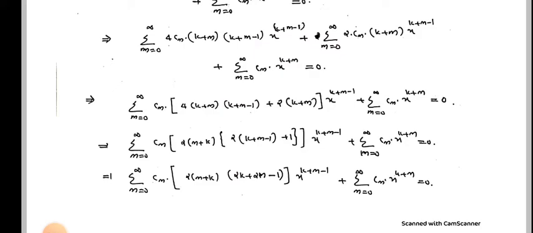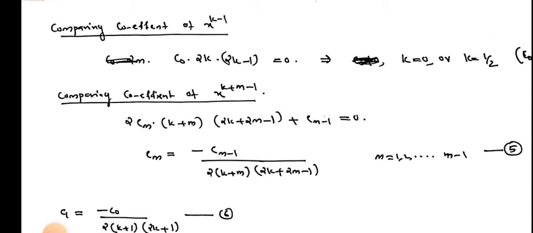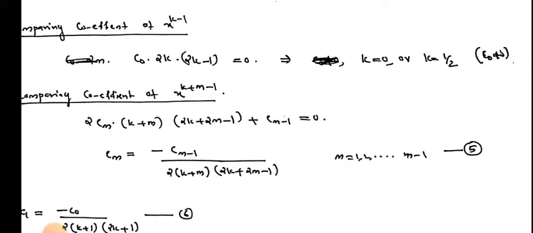Therefore, comparing this, the sum over m from 0 to infinity of c_m 2(m+k)(2k+2m-1) x^(k+m-1), plus the sum of c_m x^(k+m), equal to 0. Comparing the coefficient of x^(k-1), we get c_0 times 2k(2k-1) equal to 0. That implies k equal to 0 or k equal to 1/2, where c_0 is not equal to 0.